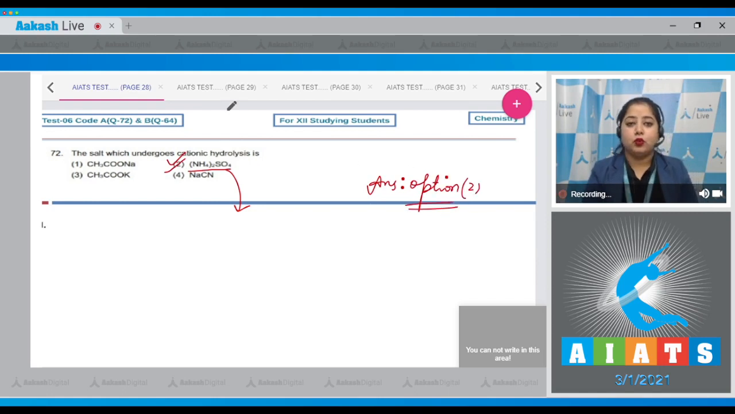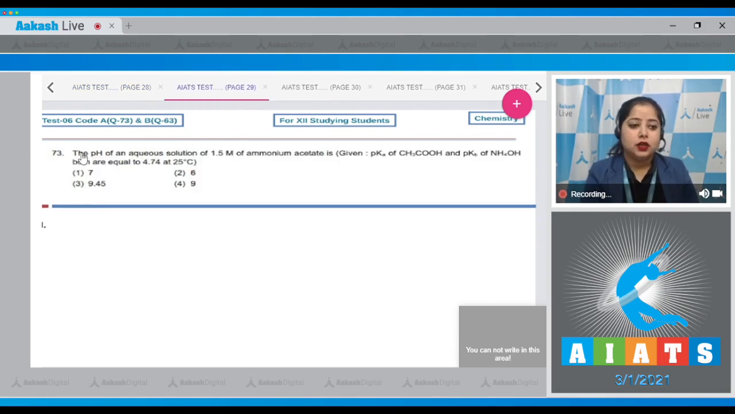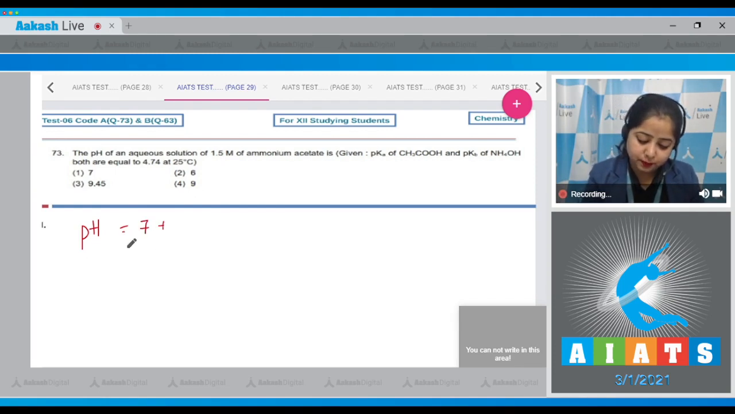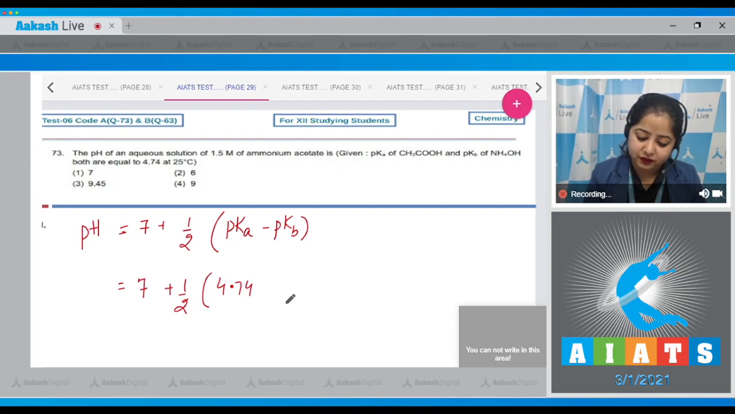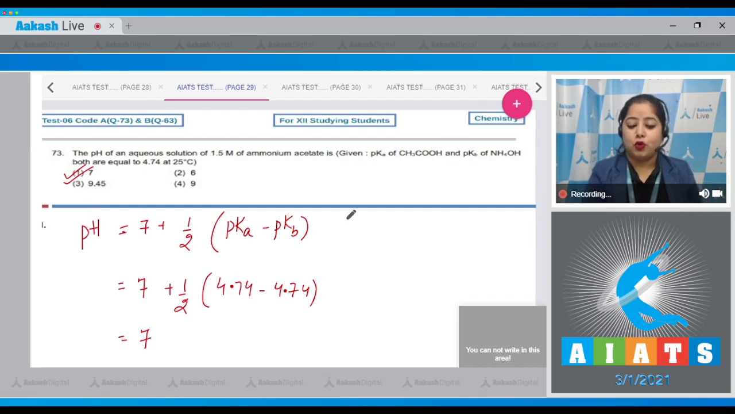Moving to next question, which is question number 73. Let's read it. The pH of an aqueous solution of 1.5 molar of ammonium acetate is. We are given pKa of acetic acid and pKb of ammonium hydroxide, both equal to 4.74 at 25 degrees Celsius. Now student, here we know the formula to calculate pH of a salt of a weak acid and weak base, which is equal to 7 plus half (pKa minus pKb), which is equal to 7 plus 1 upon 2 (4.74 minus 4.74), which is equal to 7. That means the correct answer is option number 1.